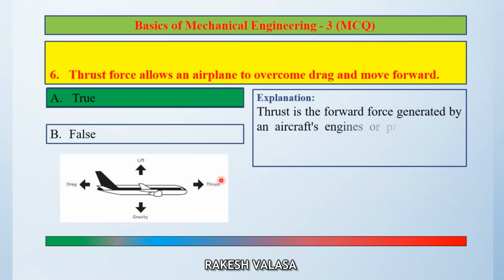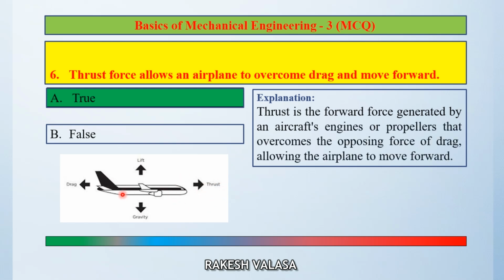Here the thrust is the forward force generated by an aeroplane's engines or propellers that overcomes the opposing force of drag, allowing the aeroplane to move forward. So the correct answer is option A true.